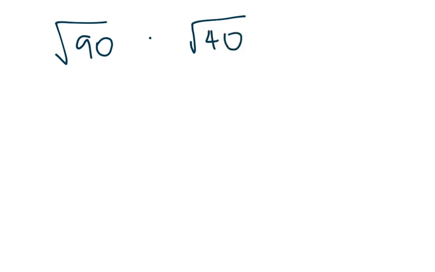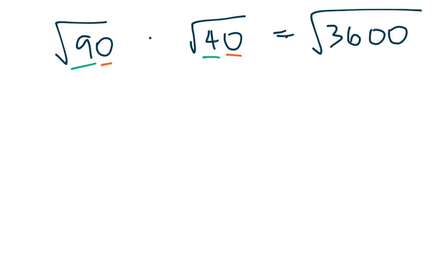Alright, the square root of 90 times the square root of 40. I don't know what 90 times 40 is, but we'll figure it out. Well, when you're multiplying numbers that have 10 in them, like this 0 and this 0 are going to become part of my answer. So I'm going to have 2 zeros. Then I just take the 9 times the 4, and I get 36. So my answer will be 3600.